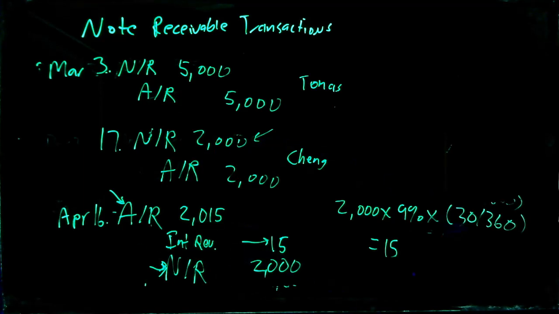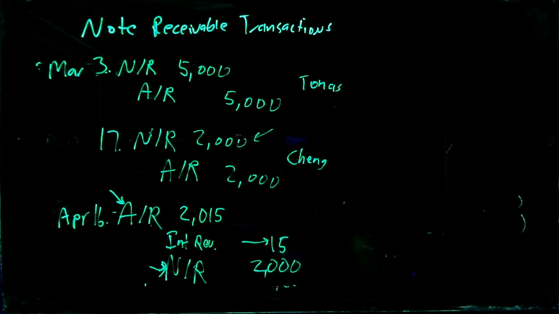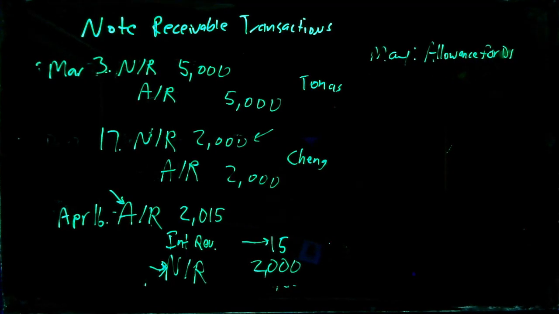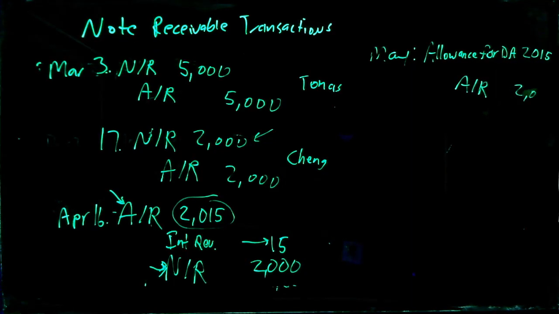So now we get to May 1st, Chang didn't pay. So now we're going to write off Chang's accounts receivable. So we know that when we write off, we're going to debit allowance for doubtful accounts, and we're going to credit accounts receivable. But the amount that we're going to use, it's not $2,000 anymore, it's $2,015. So now we're at the point, Chang didn't pay at all, we give up, so now we're just going to write it off.